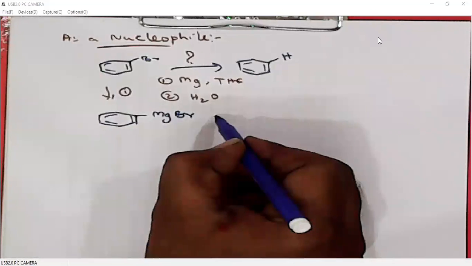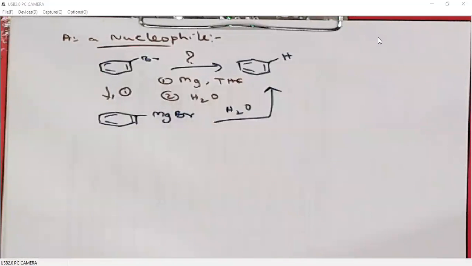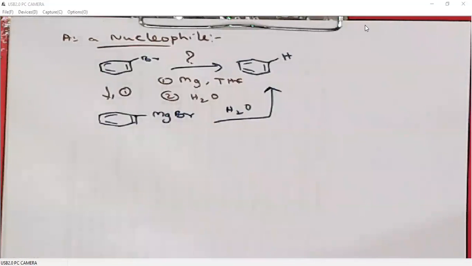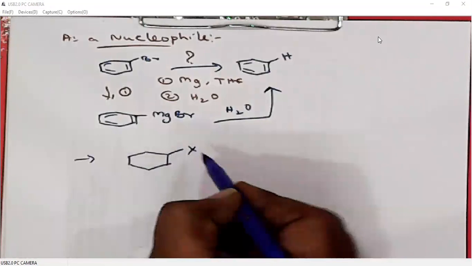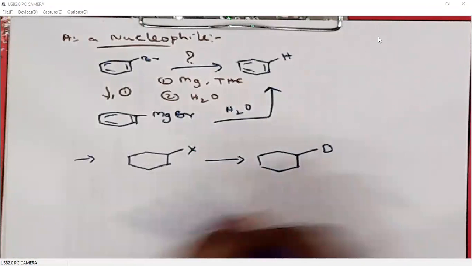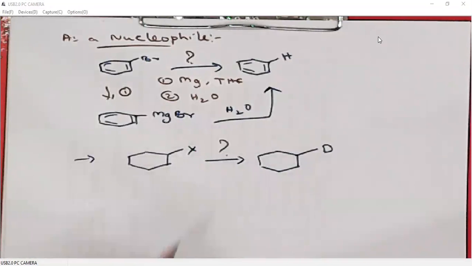Now, when we add water, it acts as a base, so it picks up the acidic proton and it will be converted to benzene. Similarly, how do we convert an alkyl halide to alkane? In this case, just for a variation, I am making it deuterium. You write the reagents.